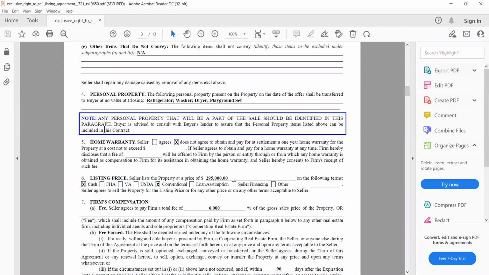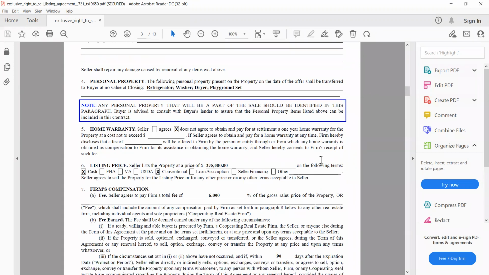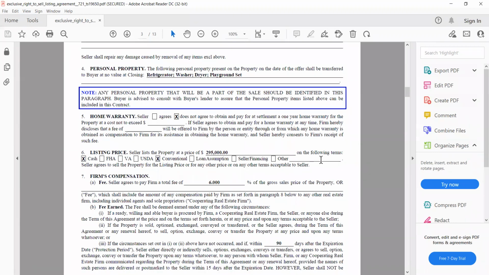All right, and again, that note is telling you any personal property that will be a part of the sale should be identified in this paragraph. Okay, any questions so far? We're going to start hopping a little faster from here. Okay, home warranty. This is very simple. Either the seller agrees to a home warranty or not. And if they do, put the information in here, okay?